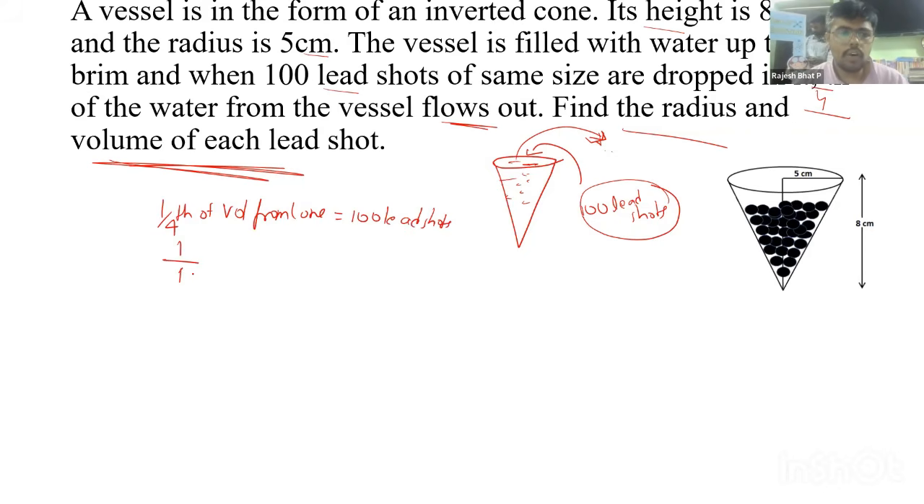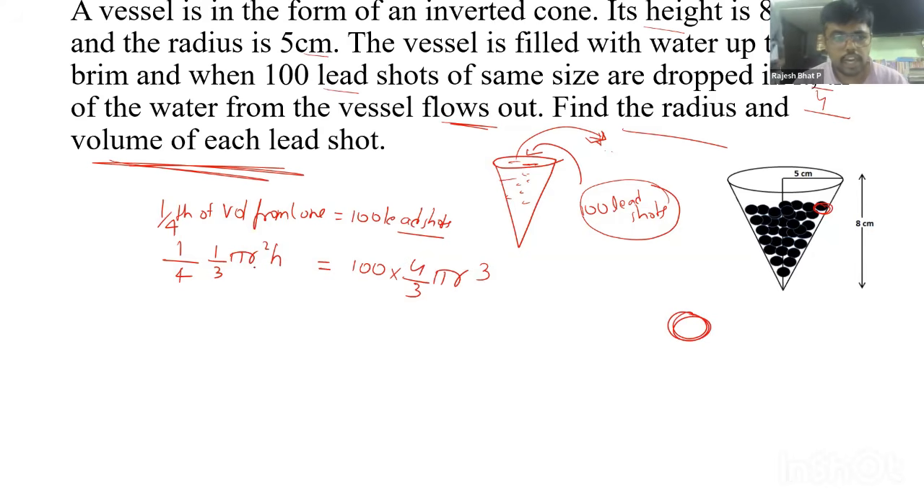So what is the volume of the cone? 1/3 pi r square h. For the 100 lead shots, what is the shape? They are all spheres. What is the sphere formula? 4/3 pi r cube. Here the radius is different. This is the radius of the cone, and this is the radius of the lead shot. That is what they're asking: find the radius of the lead shot. Now, is everything given?